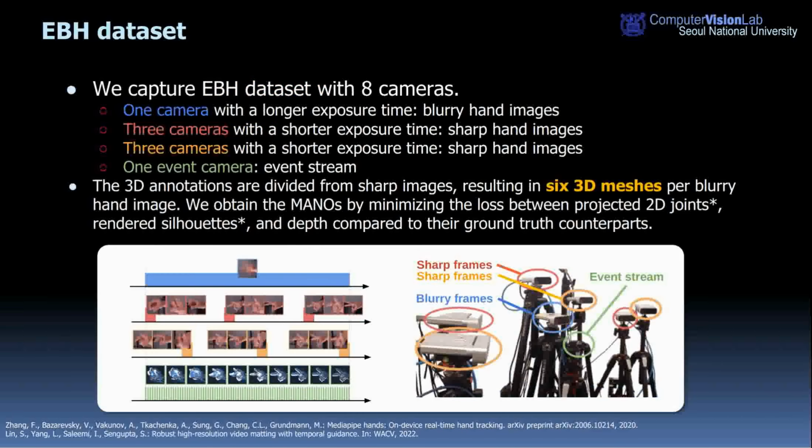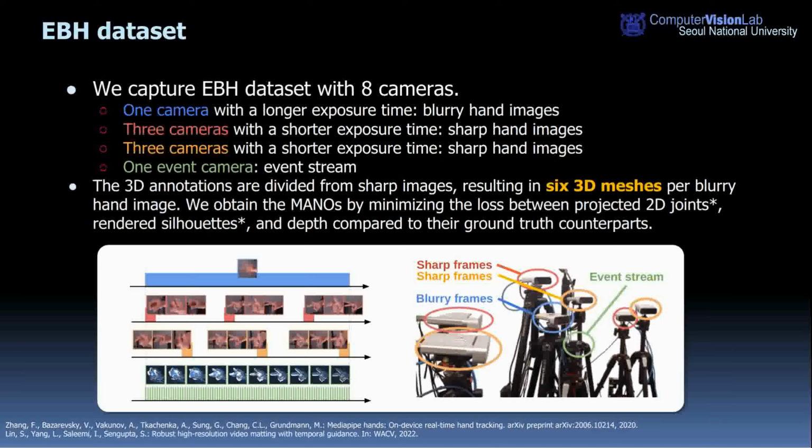The figures below outline the process for capturing our EBH dataset. A single camera with extended exposure captures blurry hand images, while 6 additional cameras capture sharp images, 3 triggered simultaneously and 3 with delayed triggers for different time intervals. We also include an event stream in the dataset. The right figure shows the color-coded camera setup. Each blurry image has 6 3D annotations derived from the sharp images.